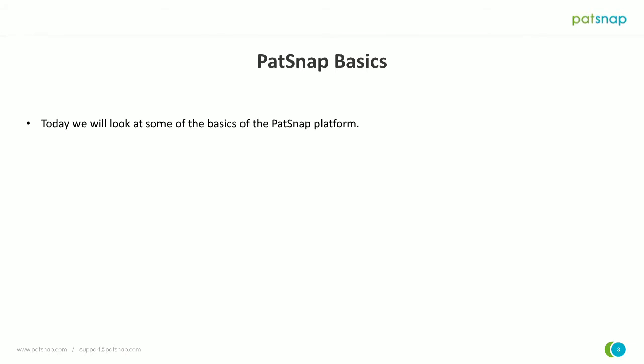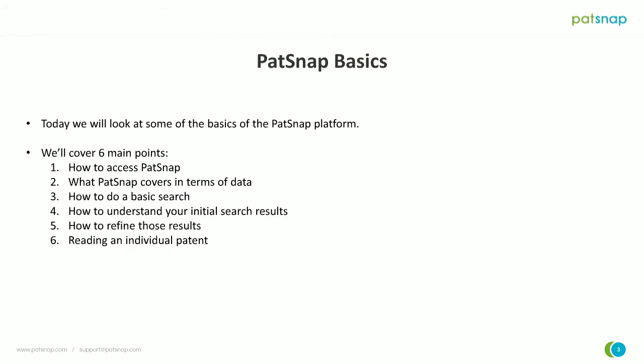Because we're going to go through the basics today, I haven't prepared a very intense set of slides. So we're really going to be looking at 6 main points. Number one is how to access PatSnap. If you've purchased PatSnap, we'll go over how we actually get onto the system. We'll be going over what we cover in terms of data, how to do a PatSnap basic search, how to understand your initial search results, how to refine those results, and reading an individual patent. So those are the 6 main things that we'll cover.